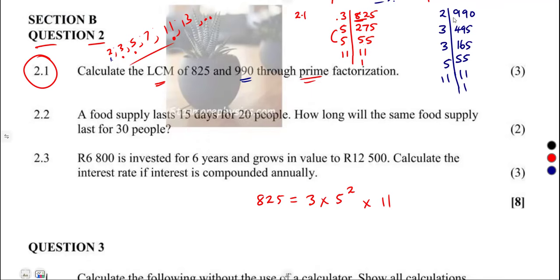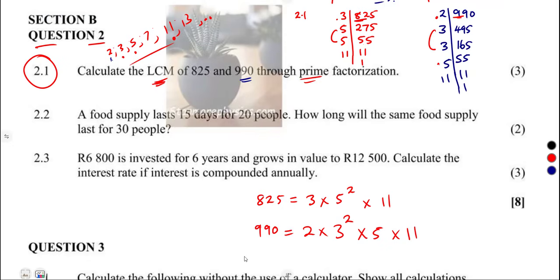So thus 990 is equal to 2 times 3 times 3, which is 3 squared, times 5 times 11. This is what we have.